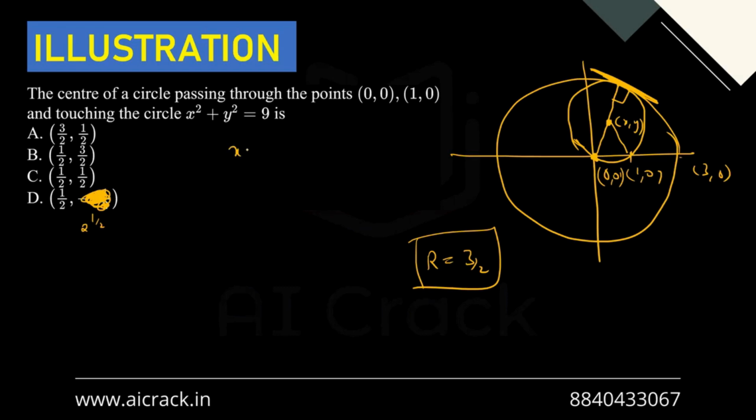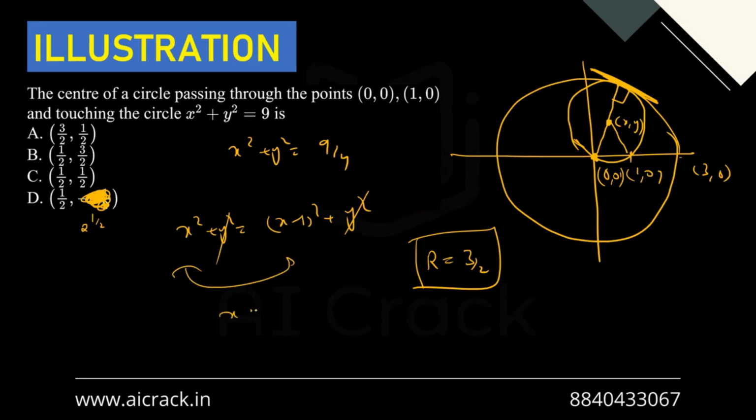So x square plus y square equals 9 by 4, that should be the first equation for this one, and the second equation would be basically equating these two distances, that would be x square plus y square equals x minus 1 square plus y square. This gets cancelled out, so that would give me x equals half only. Only in this case this would be possible, right?